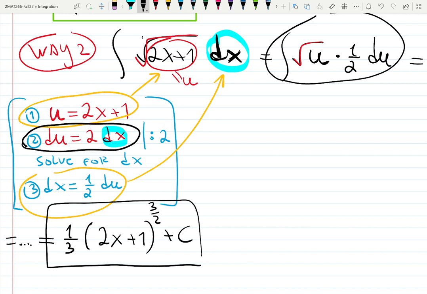So we solved for dx. To solve for dx, I needed to divide by 2. So I divided by 2. Here it is. And then I had dx equals, so it was like this. dx equals 1/2 du. Same result, just a bit slower. But it's more explicit though.